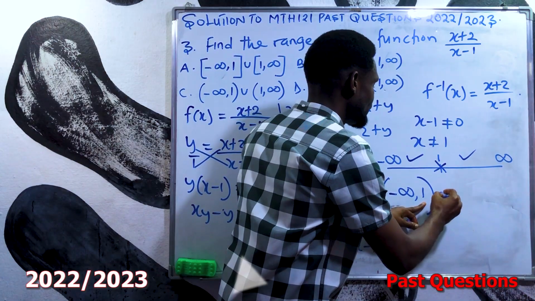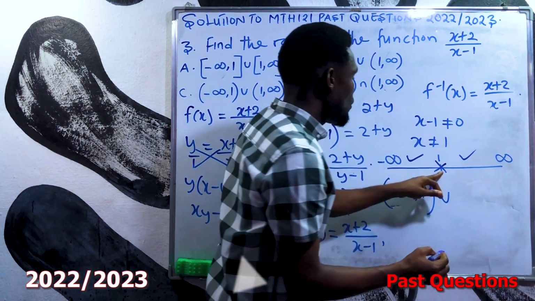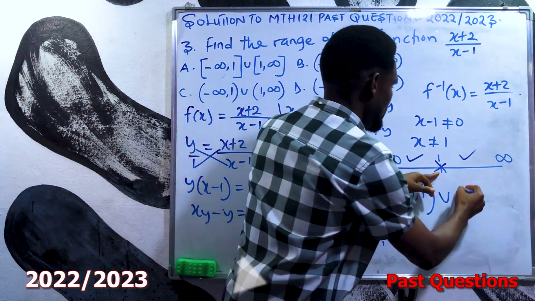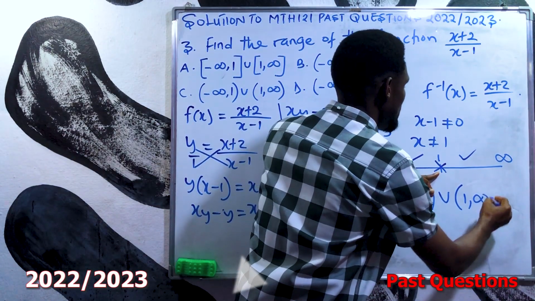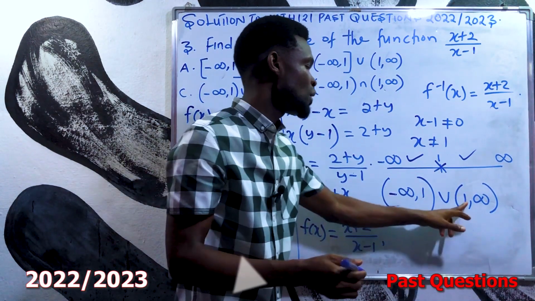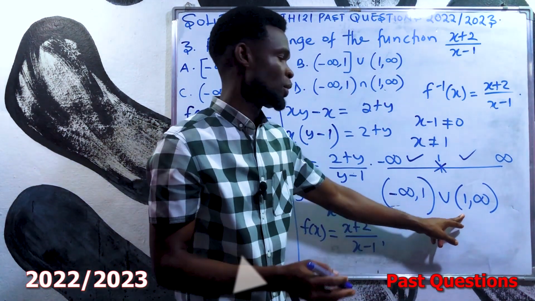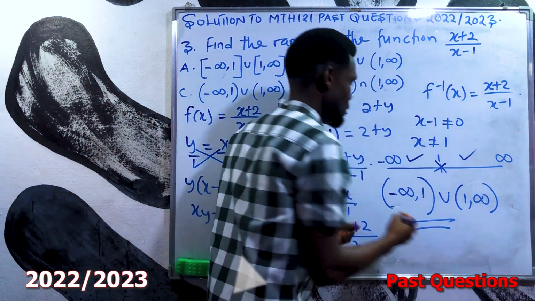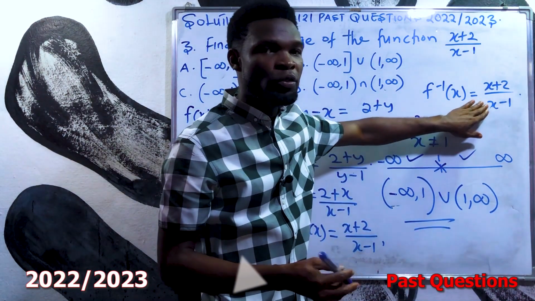And from 1 to positive infinity. And you know that 1 is not inclusive. That is why it is opened. So this is the domain of the inverse function.